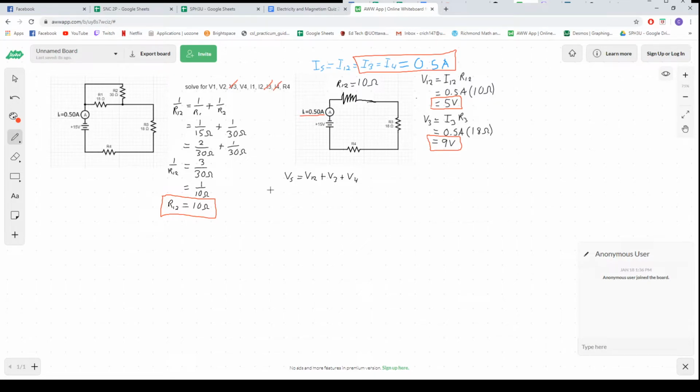And now we can use this relationship down here in order to solve for our V4. We have the total voltage of the system, which is just the battery, right? 15. And whatever comes in needs to be dropped by these resistors. So we are losing 5 here, and we are losing 9 here, so we're going to need to lose a little bit more here to get us to 15. Now, that's going to end up being 1, but let's solve it just for completeness.